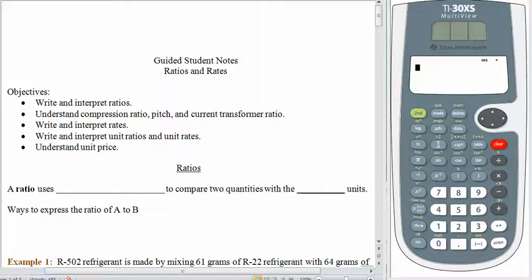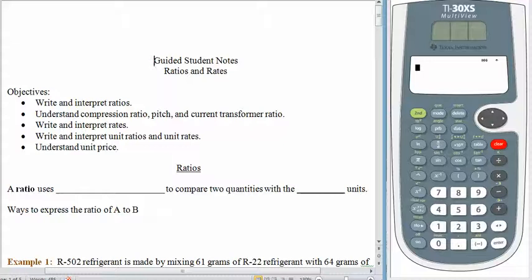Hello again. Today's lesson is on ratios and rates. Ratios and rates are very common and very useful. They help us scale things up and scale things down, and they also tell us how one thing compares to another, not in terms of being heavier than or lighter than or taller than, but in terms of being maybe twice as large or half as big.